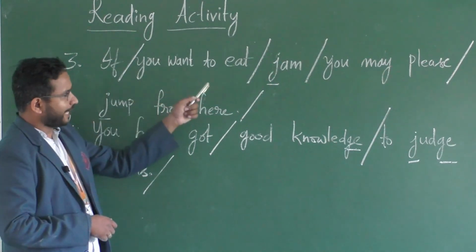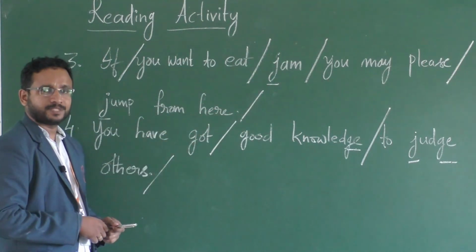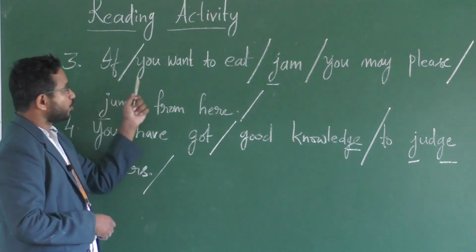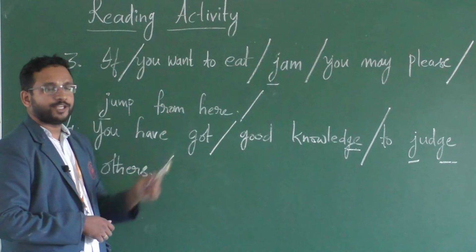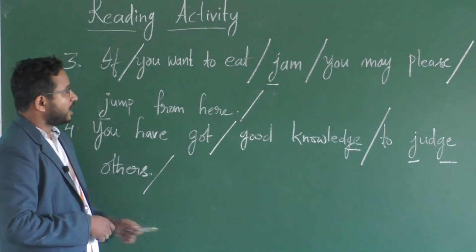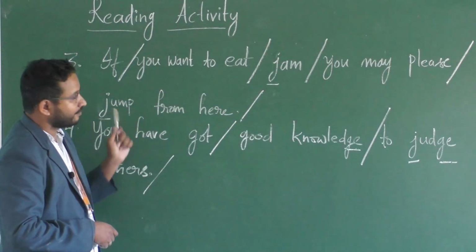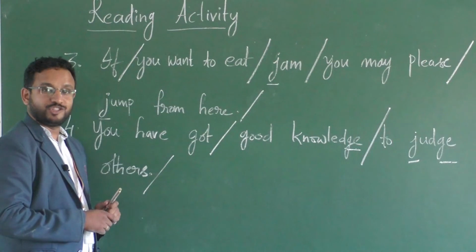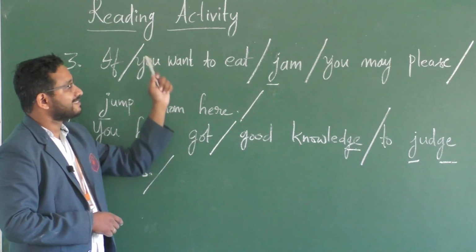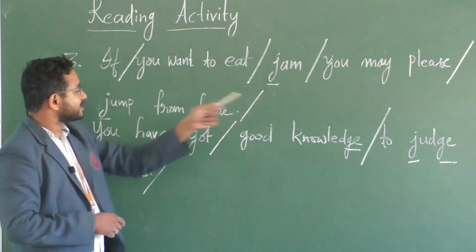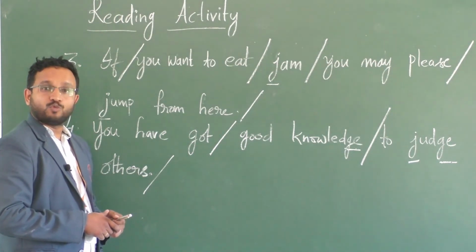If you want to eat jam, you may please jump from here. Once again, if you want to eat jam, you may please jump from here. Look at the letters J. How are they pronounced? J. Once again, if you want to eat jam, you may please jump from here. Now, let's go with one more example.